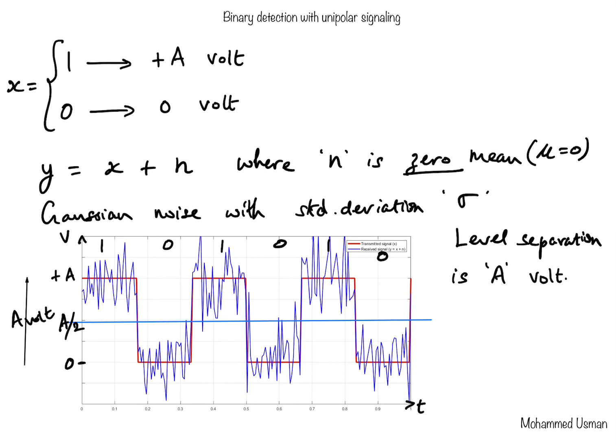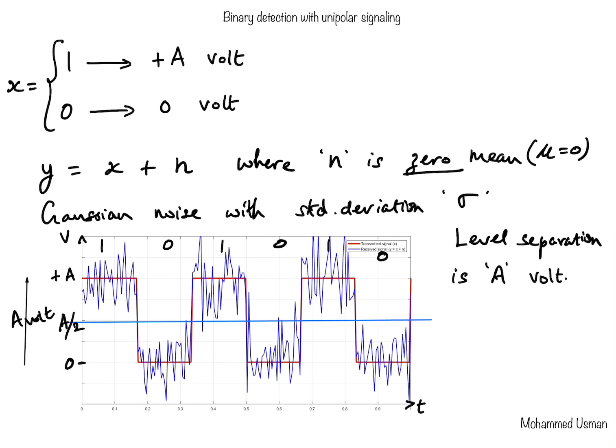Right? Now, what would the PDF of the received signal look like in such a case? We have two cases here. One is when binary 1 is transmitted: the received signal is A volt plus the noise that is getting added. And whenever we are transmitting a binary 0, the received signal is X, which is 0 volt plus the noise. So it's basically represented by noise.